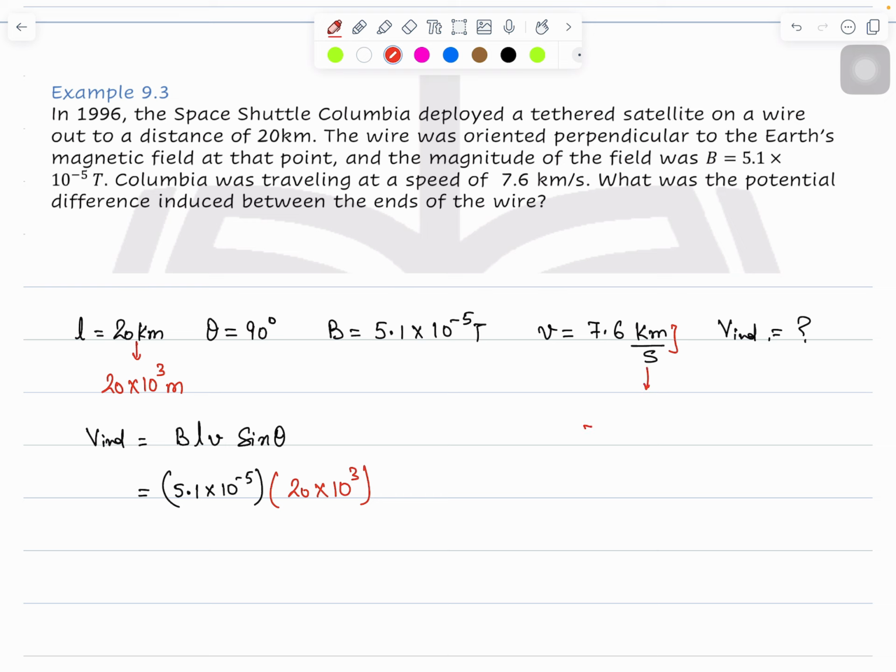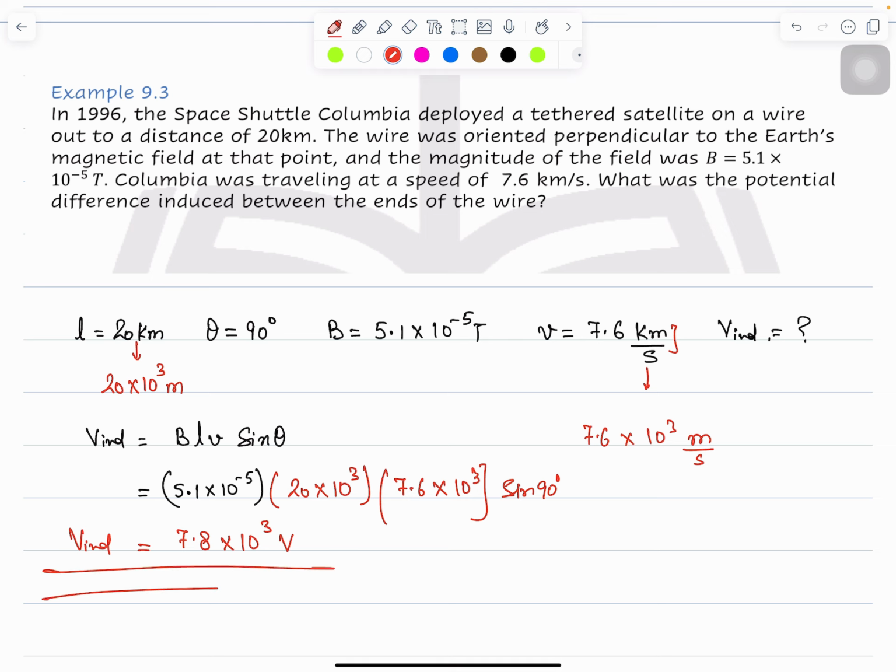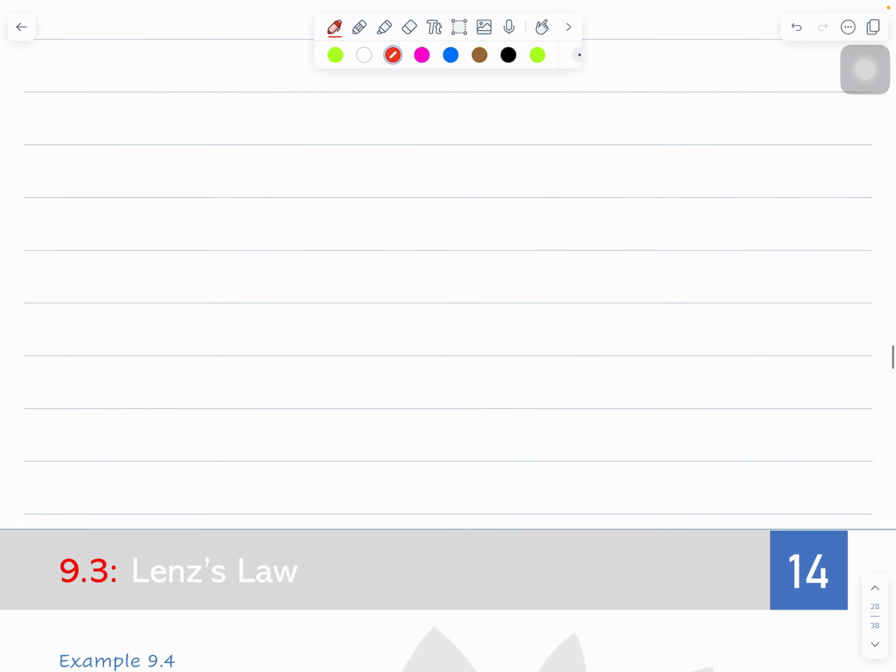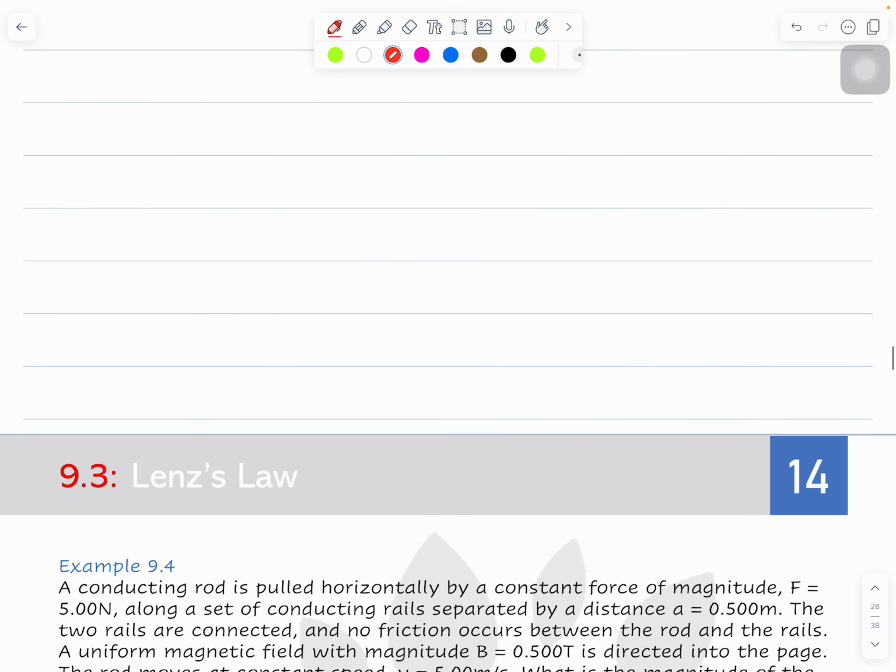Velocity is in kilometers per second, convert it. 7.6 kilometers means 7.6 times 10 raised to power 3 meters per second. So place it here, 7.6 times 10 raised to power 3, sine 90, that is equal to 1. Solve it fast. You will get 7.8 times 10 raised to power 3 volt. That is your V induced. Clear? Easy. This type of question you will get in your exams also. Now move to the next question.